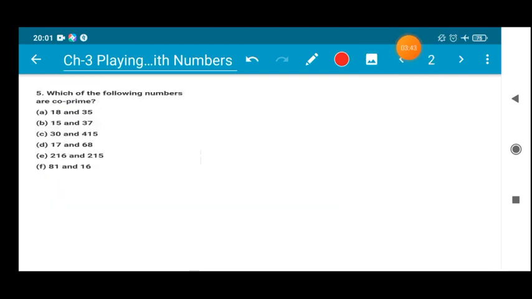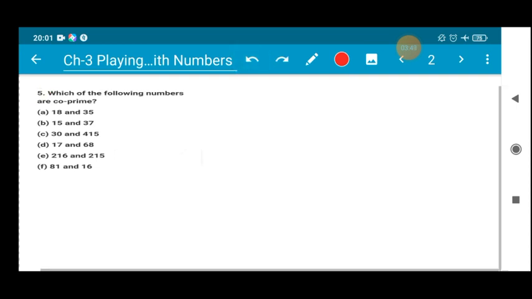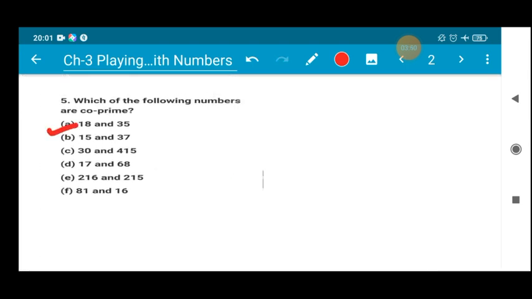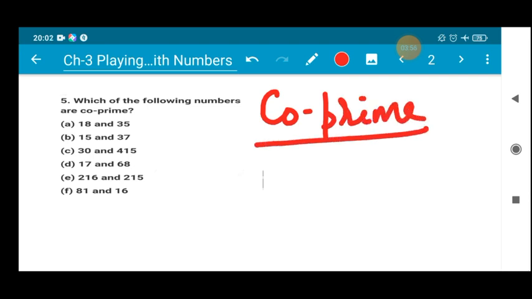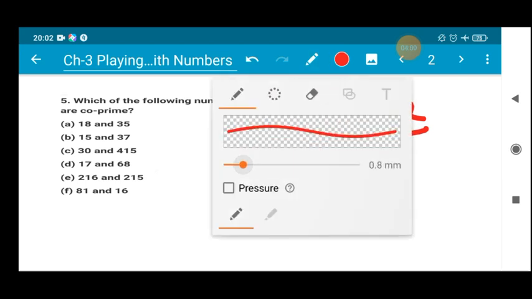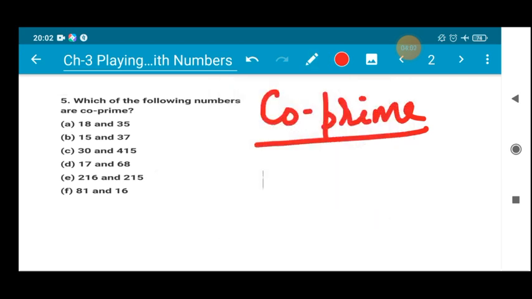Proceeding to the next question, we have question number 5 here. The question states: write which of the following numbers are co-prime. So among these, which are the co-prime? Before starting this, let us understand what is co-prime. Very important topic. We have studied about prime, we have studied about composite, but we have not studied what is co-prime. So co-prime is any pair of two numbers whose only common factor is one.